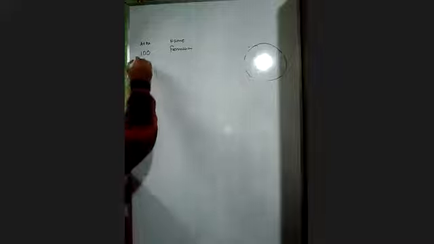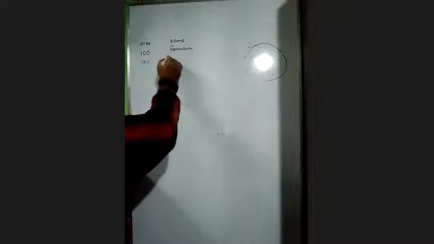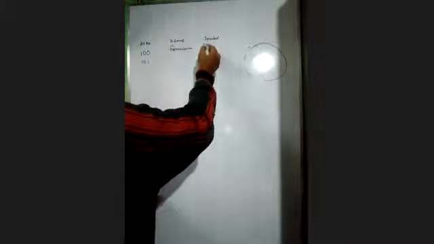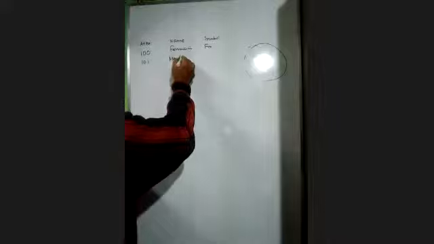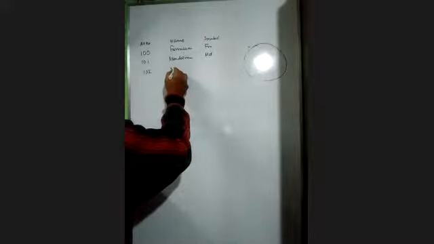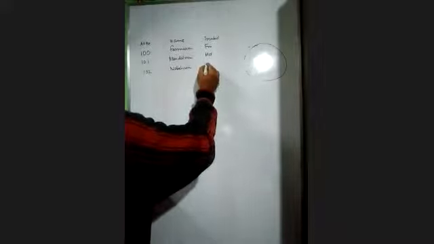Then 101. The symbol is FM. Then it is named after Mendeleev, Mendeleevium, MD. 102 is named after Alfred Nobel, Nobelium, NO.